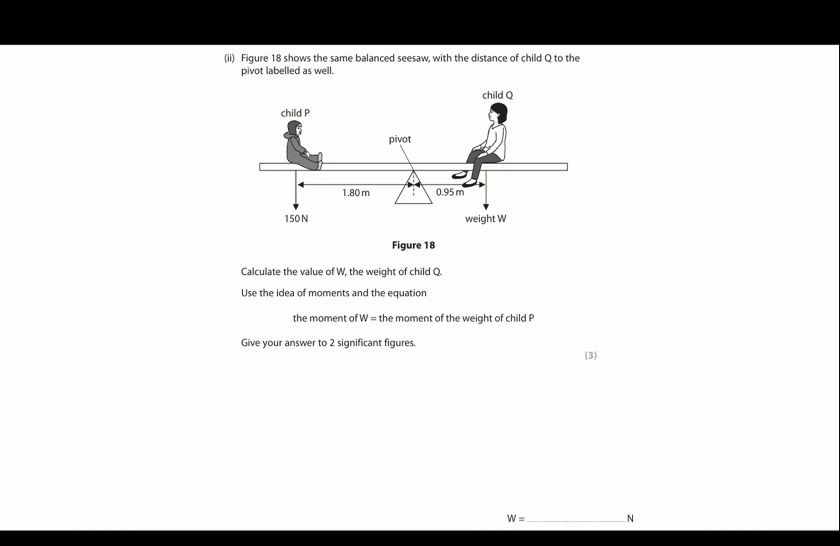So figure 18 shows the same seesaw, and this time it gives us the distance to child Q. Calculate the value of W, so find out their weight. So we've got to use the idea, so this is just the principle of moments. The total clockwise moment equals the total anti-clockwise moment, and it says give your answer to two significant figures.